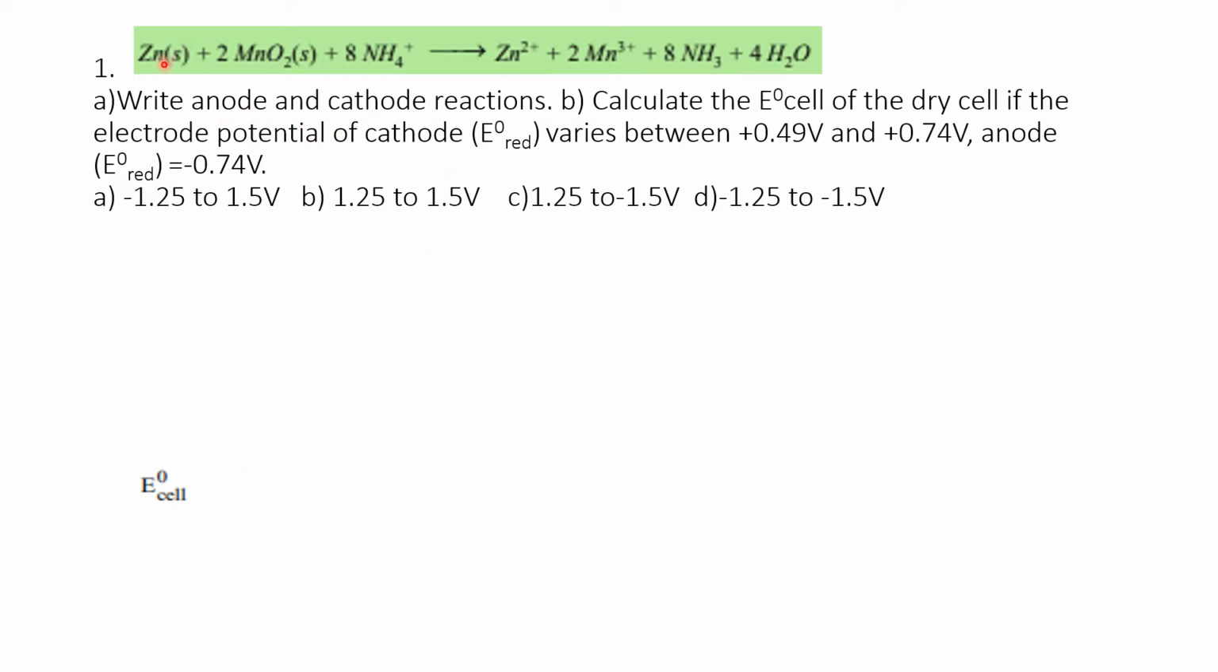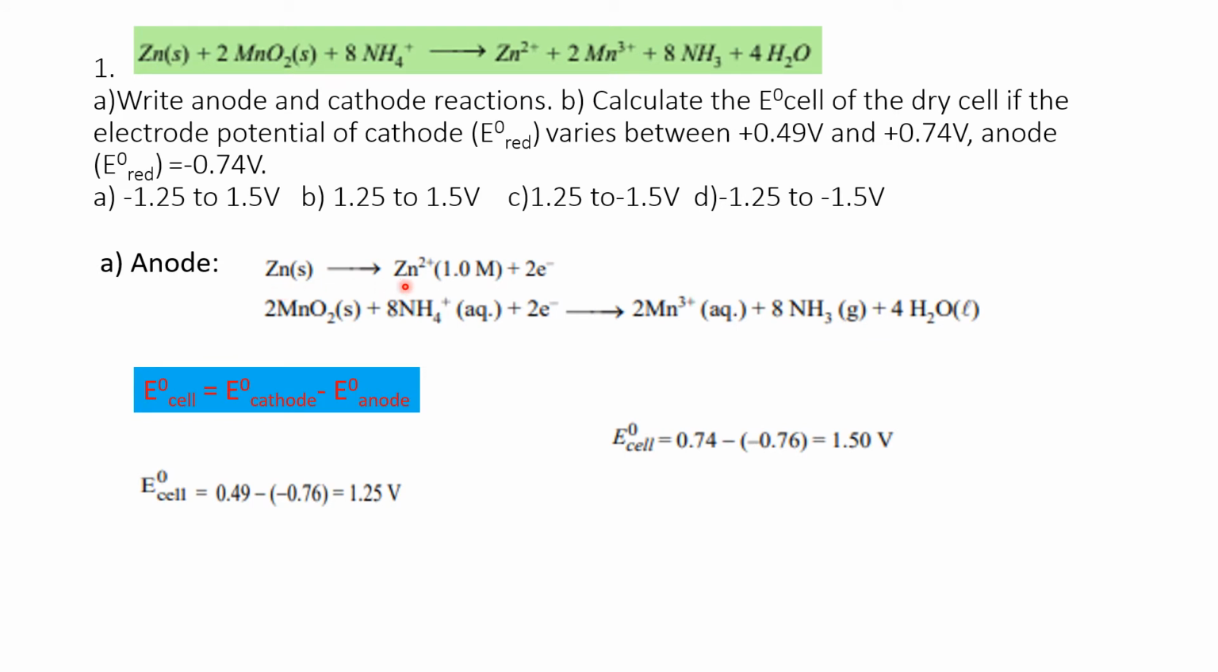Which one is the anode reaction? This is the oxidation reaction, so this is the anode reaction, and this is the cathode reaction, where the reduction takes place. We'll see the answer over here. Anode is zinc 2+ plus 2 electrons. Whenever you see an oxidation reaction, the electrons will be on the product side. If the electrons are on the reactant side, that is a reduction reaction. That is an easy way to find out, because oxidation releases electrons and reduction accepts electrons. So this is the way we need to write the cathode and anode.